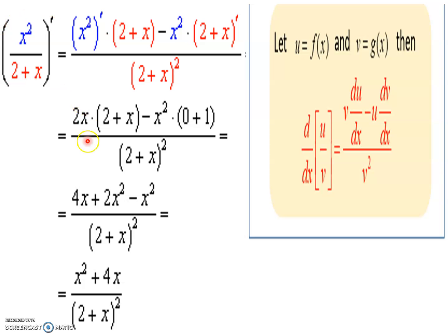So x square derivative is 2x, plus 2 plus x remains the same, x square remains the same. The derivative of 2 is 0, x derivative is 1, over 2 plus x bracket square. We have to simplify: 2x into 2 is 4x, 2x into x is 2x square, x square into 0 is 0, and x square into 1 is x square. 2x square minus x square is x square, plus 4x upon 2 plus x whole bracket square.